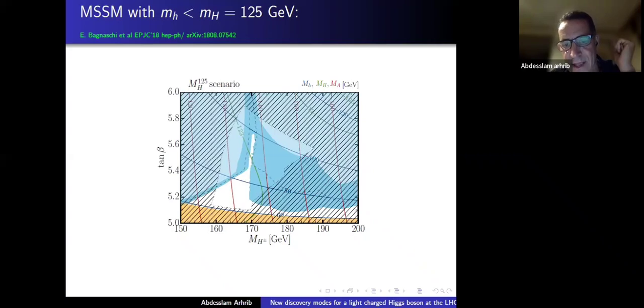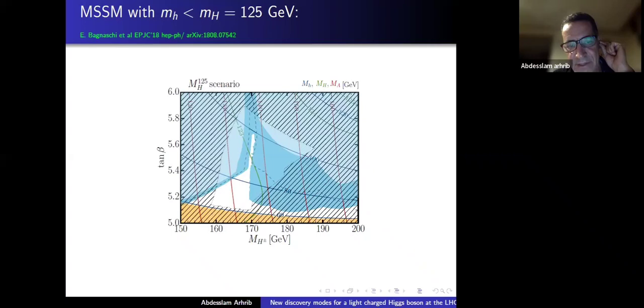And this is in the MSSM, and you see even in the MSSM, you can still have a charged Higgs between 150 and 170, which is not excluded. Okay, and in this white area, you have the charged Higgs decaying through bosonic decays. It decays to W, little h, or WA.